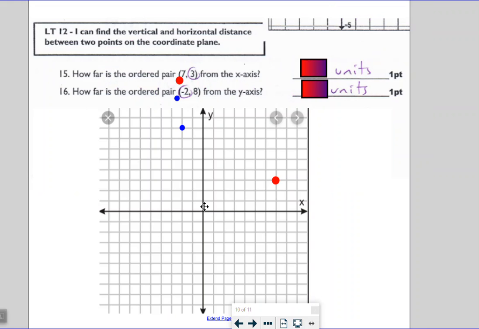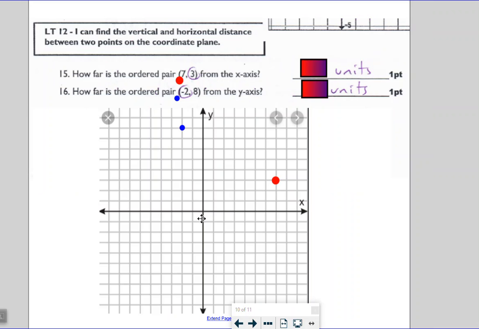Number 15, you were not given a coordinate plane for these last 4 problems, so I went ahead and put one here on the screen so you can see it. But you either need to draw your own coordinate plane or just think about it mentally, because you can figure this out in your head if you look for what they have in common. So number 15, how far is the ordered pair 7, 3 from the x-axis?